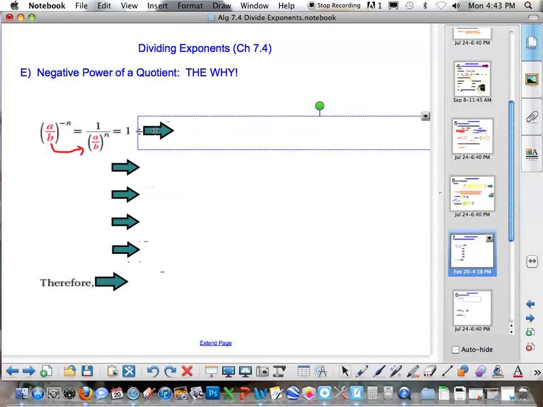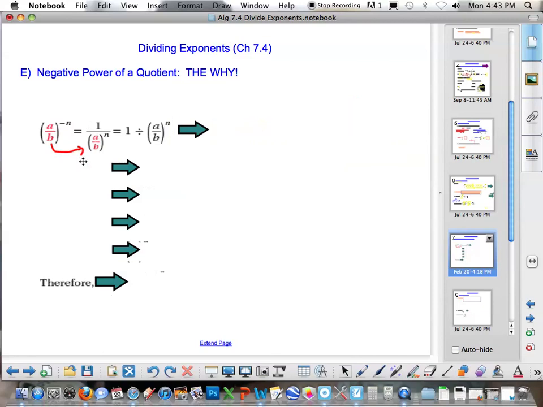All right, the next step I'm going to do here is not actually doing any math, it's just rewriting the problem in a different way. 1 over a over b to the n can also be written with the division symbol. Instead of writing this with a bar as a fraction, they're just writing it with the division symbol. Okay, that's the only thing that's changing there. Write the fraction as division. 1 over a over b to the n is the same as 1 divided by a over b to the n.